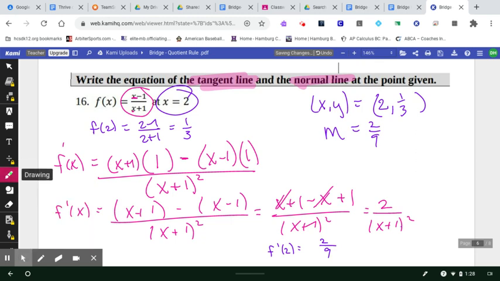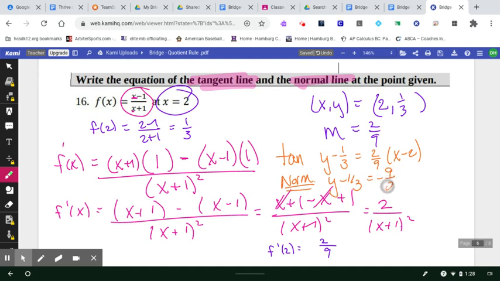We just need to write our work out. My tangent line would be y minus 1/3 equals 2/9 times x minus 2. And my normal line, remember, is just that fancy word for perpendicular. So I'm only changing the slope to a negative and flipping that fraction: y minus 1/3 equals negative 9/2 times x minus 2. And there you have it for both the tangent and the normal.